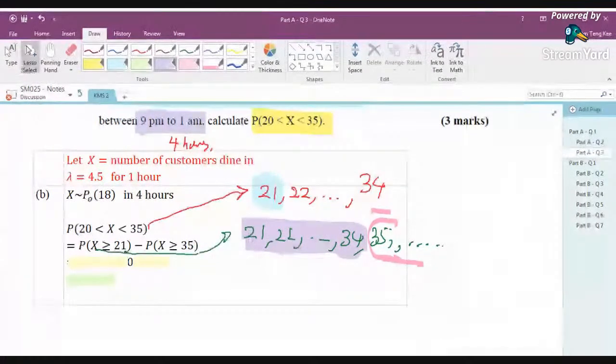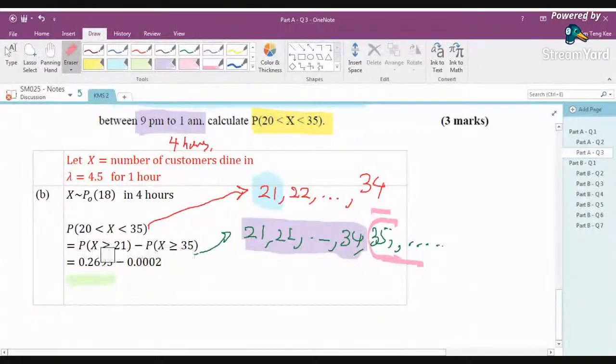So as a result, I have the answer as follows: 0.2693 minus 0.0002 gives the answer 0.2691. We don't want 35, so we minus 35 and onwards. So there go the 3 questions in Part A.